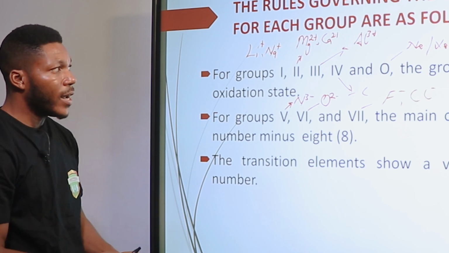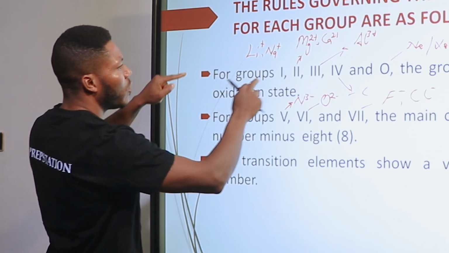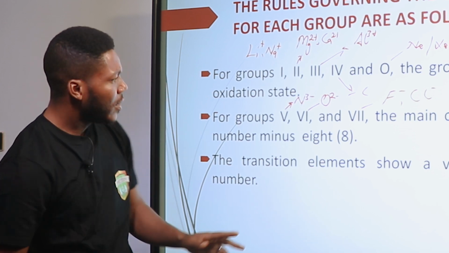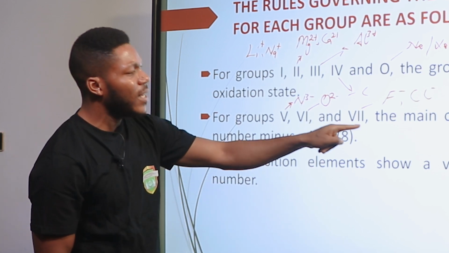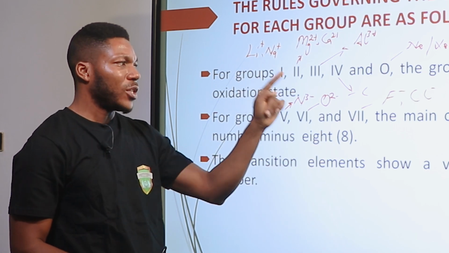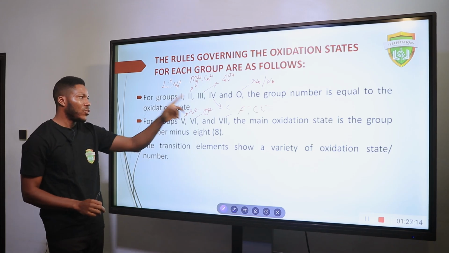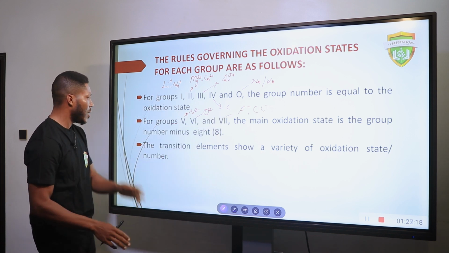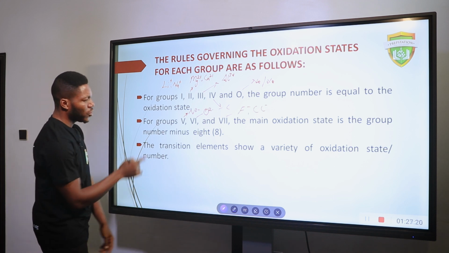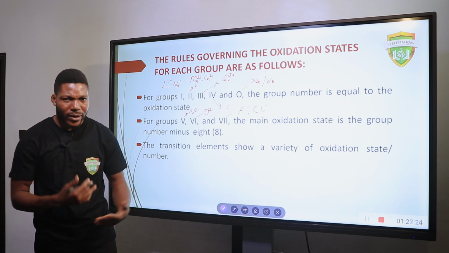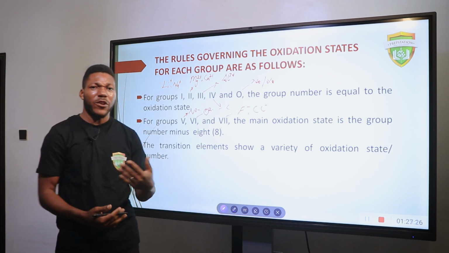All right, so don't forget, for groups 1 to 4, their group number is their oxidation state. Then from group 5 to group 7, you subtract their group number from 8 to get their oxidation states. Group 6 is minus 2, group 5 is minus 3, group 7 is minus 1, and group 0 is 0. Then transition metals have varieties of oxidation states because of their electronic configuration.